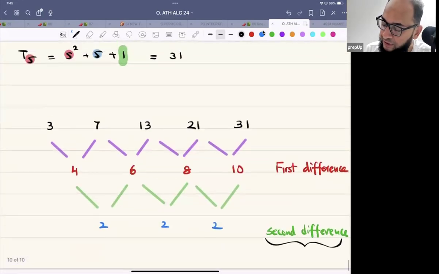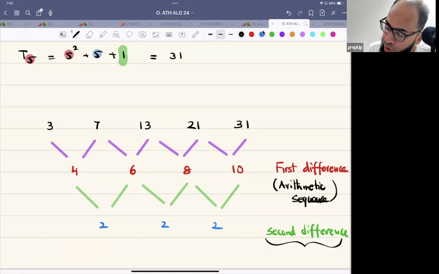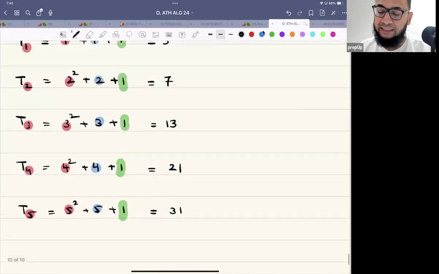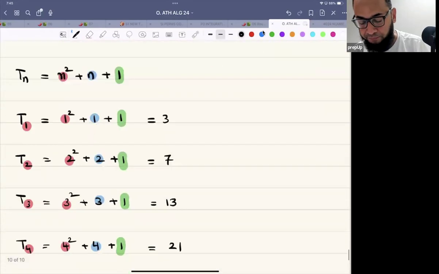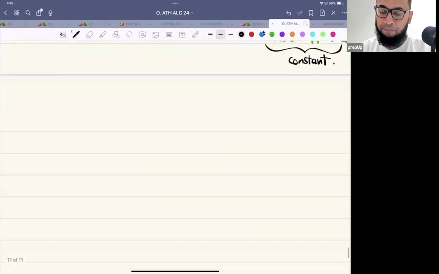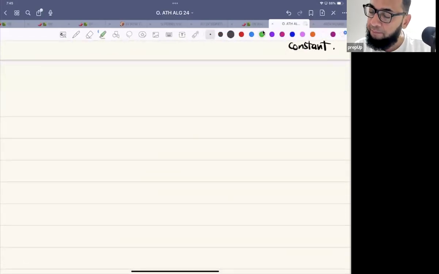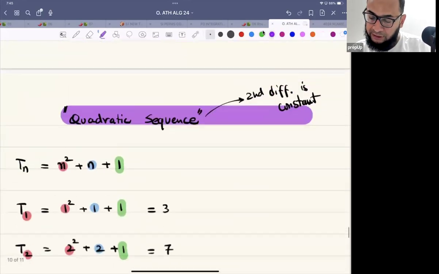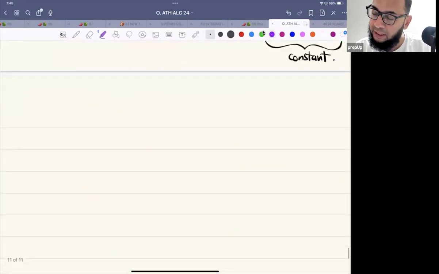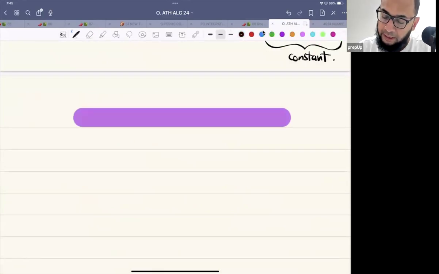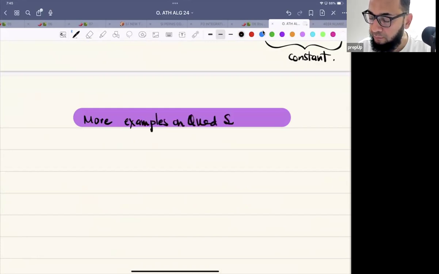So the first difference follows an arithmetic sequence. If it follows an arithmetic sequence, only then the second difference will be constant. So that is an example of a quadratic sequence. Let me give you another example. So this is purple color. Let me use the same color over here. So more examples on quadratic sequence.